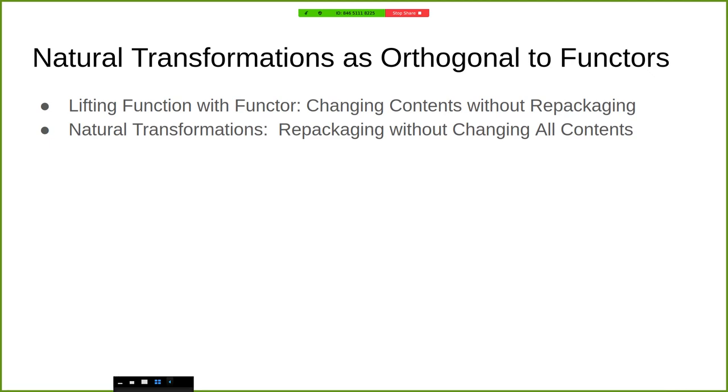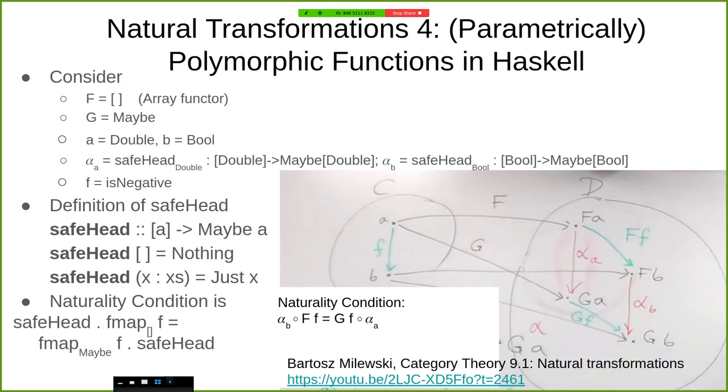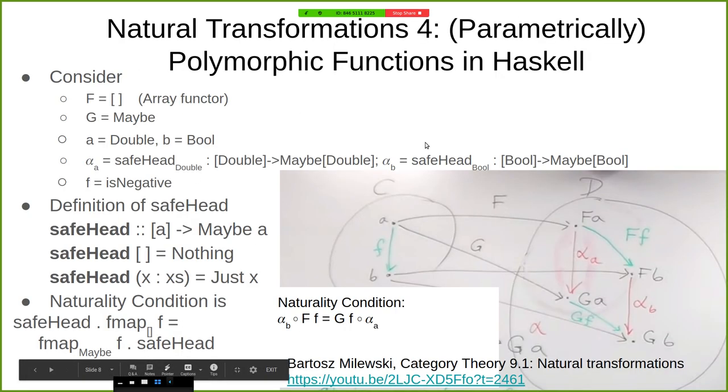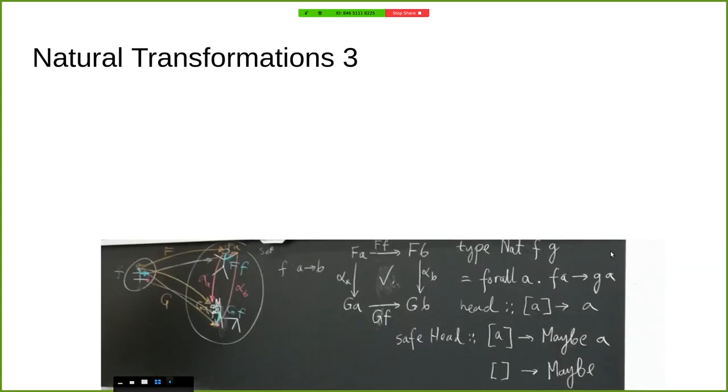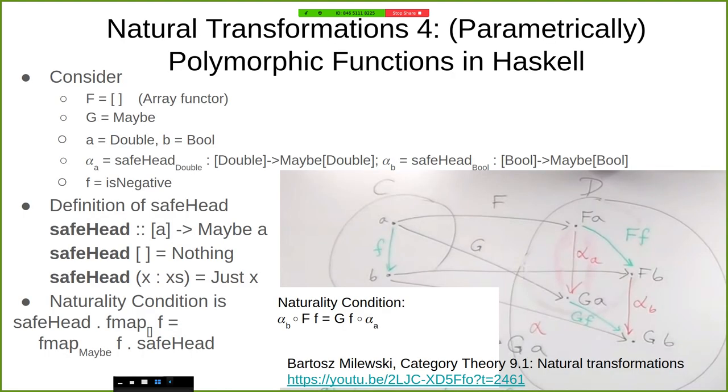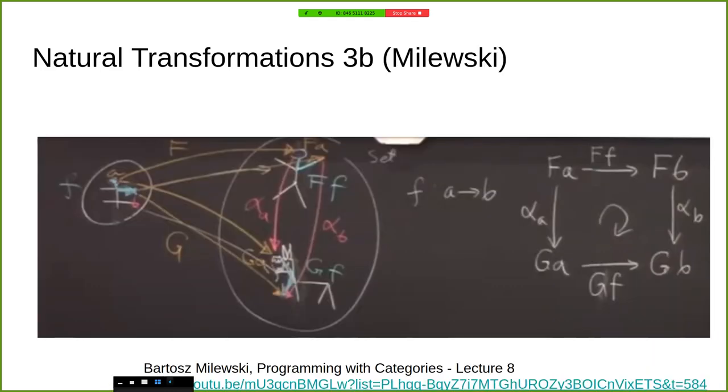It is in some sense orthogonal to what we do with lifting functors. We are here repackaging without changing contents. We're extracting just the very first one of the list, for example, without changing its value, whereas lifting a function such as f is going through and changing each element there. And we are using that in a way which can bring to light certain optimizations.